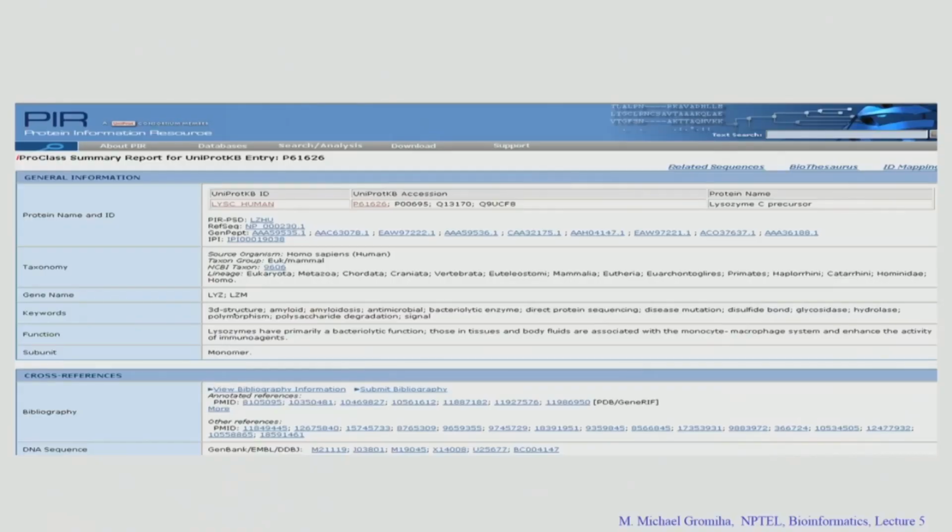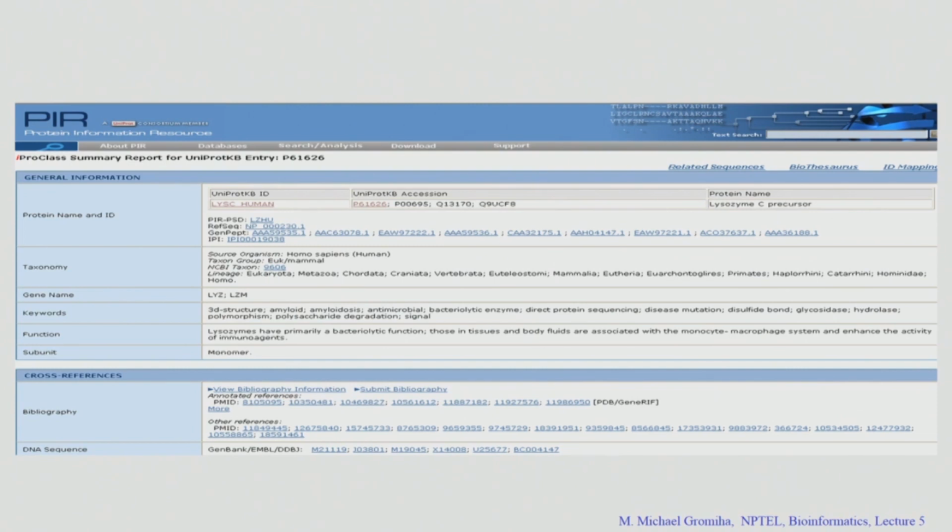Then they give the gene name and the different keywords, because it is important to have several keywords, so that one can obtain the desired information with any different searches. You can get from the 3D structures or amyloids or the disease mutation, because it contains several disease mutations, disulfide bond and so on.